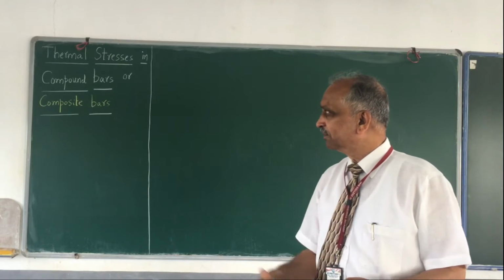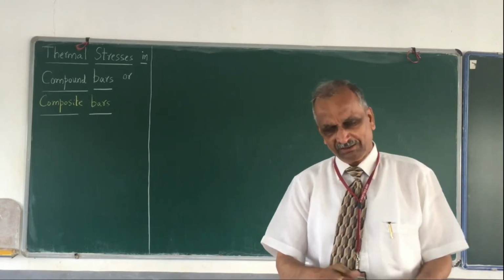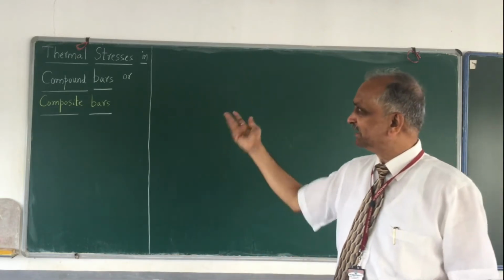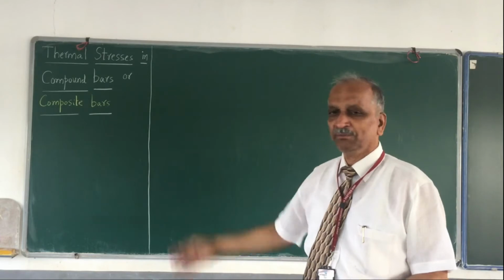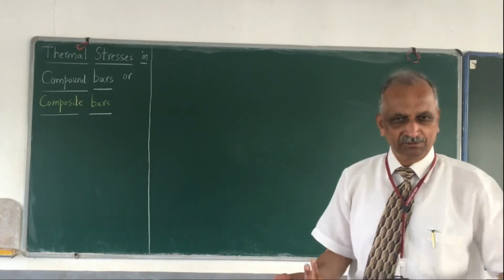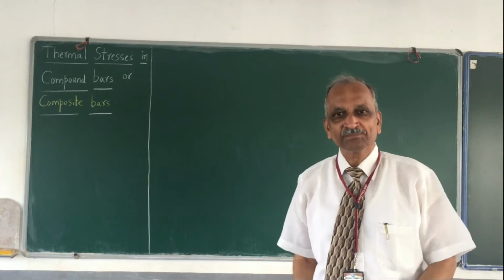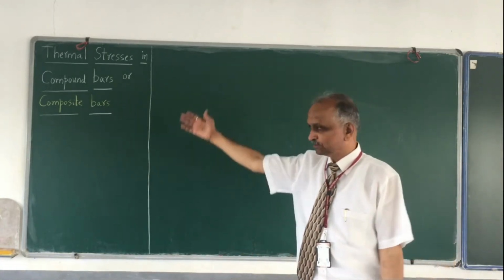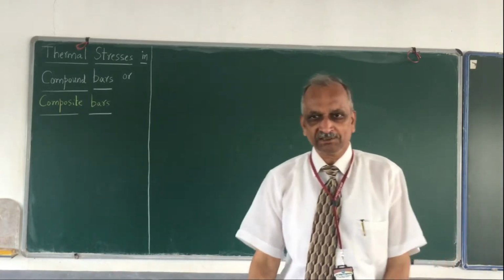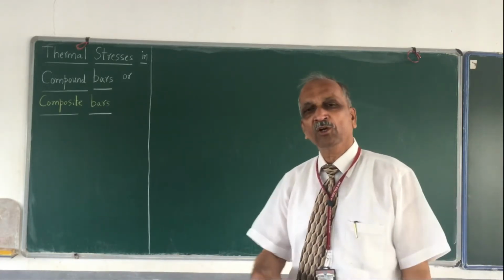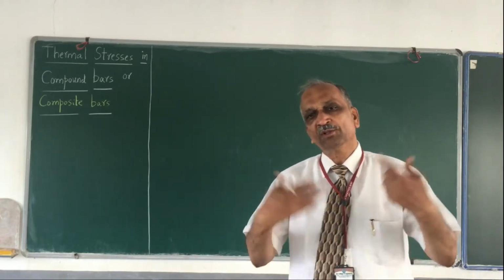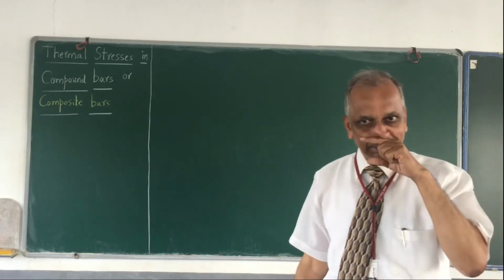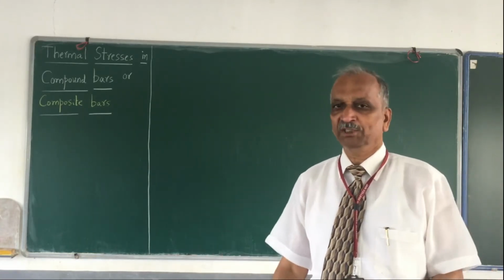Then what is meant by compound bar or composite bar? The other day in my previous class also I mentioned compound bar. Compound bar or composite bar, both of them are one and the same. It is basically a bar. A bar is a long member having a smaller cross-sectional dimension subjected to axial load. Here also the load is going to be the axial load, but it is made up of not only one material, it is made up of more than one material. In that case we call it a compound bar. A compound bar is a bar which is made up of more than one material.